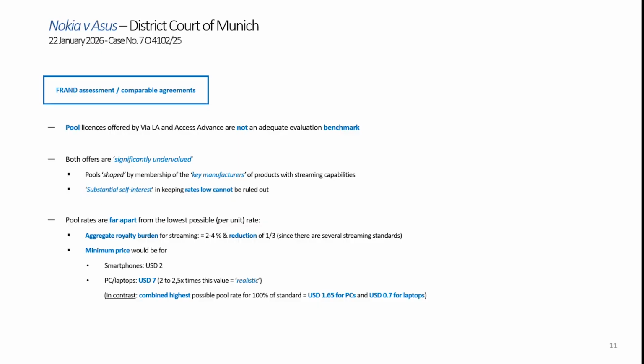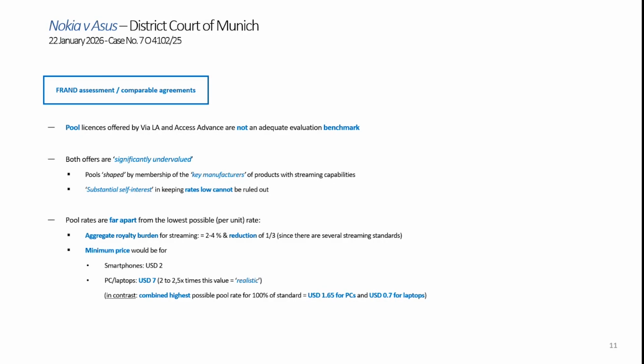Why? Because the court noted here that both pools are shaped by the membership of key manufacturers of products with streaming capabilities, which means, in other words, that the licensors of these pools that join there and license their portfolio over the pool are, to a large extent, also the licensees of this pool. So they grant licenses through the pool, but also take licenses from the pool.